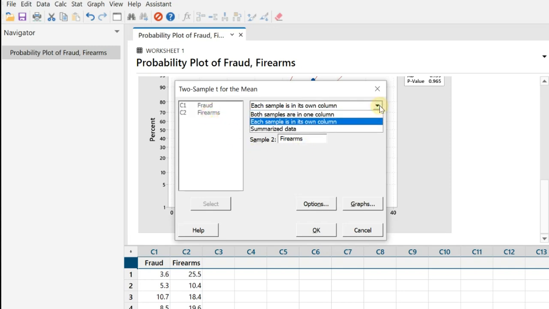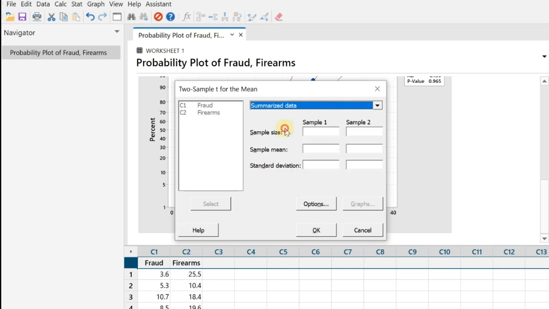Now, your options here, by the way: if you have summarized data, that means you don't see the data, but they give you X bar 1, X bar 2, S1, S2, N1, N2, then you would use this. Let me show you. You see that? So if you have summary data, use this, but for the most part we don't, we have raw data.